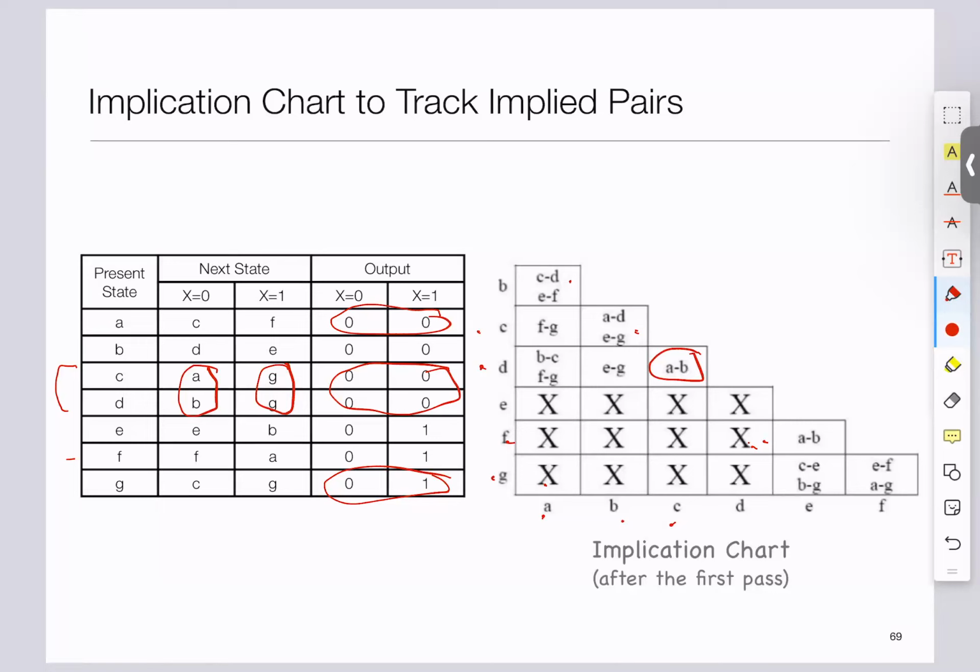So let's look at another example, G and F. G and F is out here. They have the same output, so that's good. And then we are saying G and F are the same if F is the same as C and A is the same as G. And that's why you see, sorry, did I mess up? FG.